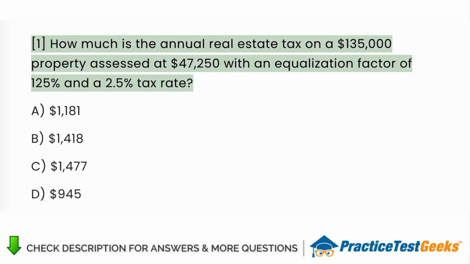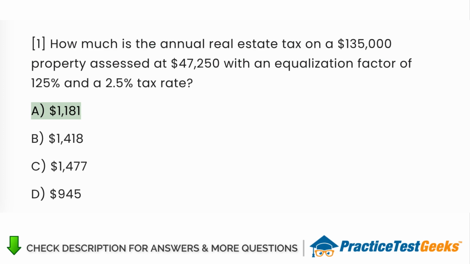How much is the annual real estate tax on a $135,000 property assessed at $47,250 with an equalization factor of 125% and a 2.5% tax rate? A. $1,181. B. $1,418. C. $1,477. D. $945.